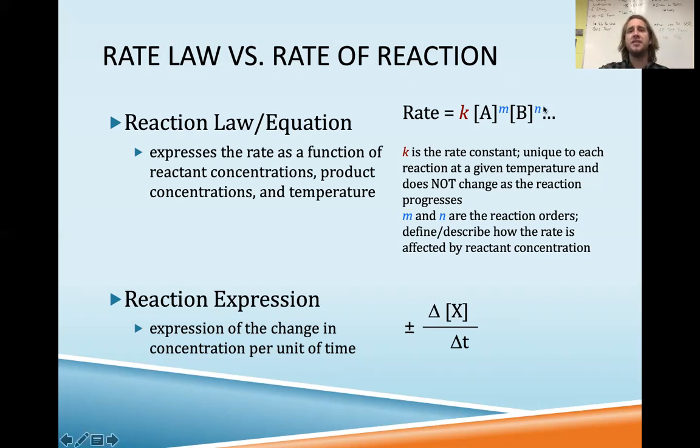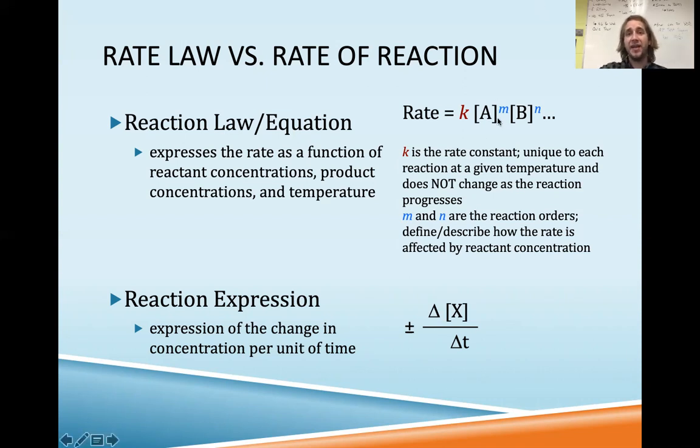And so our rate law is this formula over here. This is the generic form, where we're going to have a constant. K is what's called our rate constant. It's going to be unique to a reaction at a certain temperature. It does not change as the reaction progresses. It is a constant throughout the whole change of the reaction.